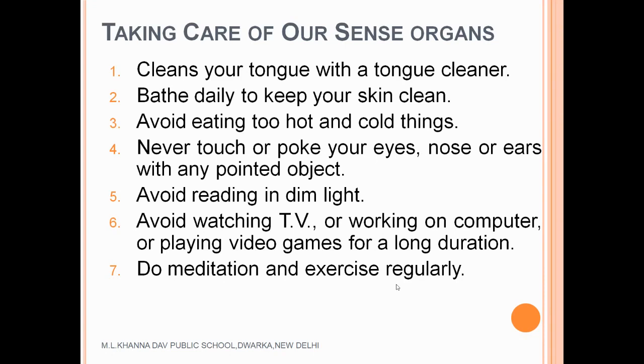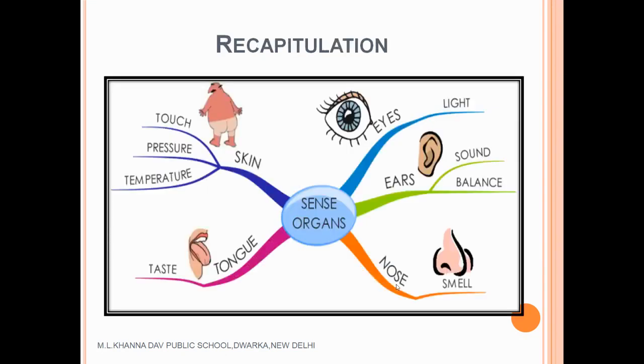Now, before that, we will recapitulate our chapter. We have 5 sense organs. Eyes help us to see. Ears help us to hear different sounds. Nose helps us to smell different types of smells and fragrances. Tongue helps us to taste different food items. Skin helps us to feel.